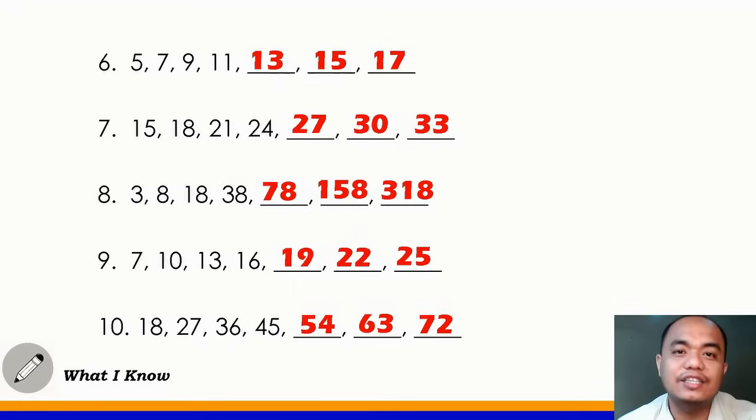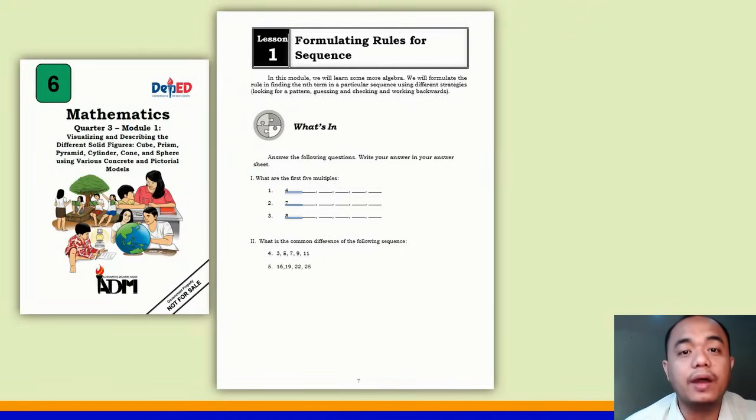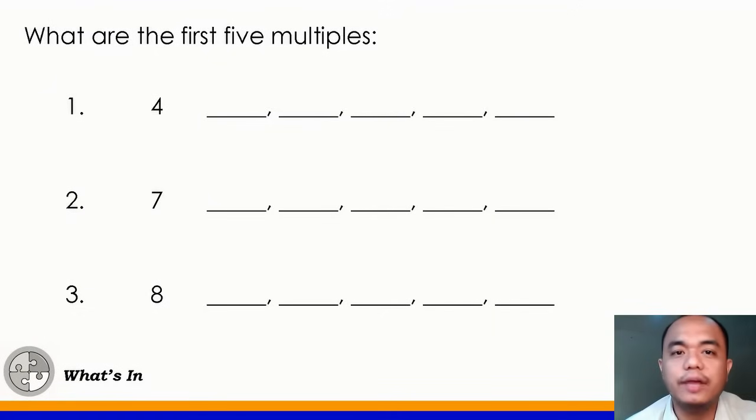Again, this is just a pretest of your module. We will learn more on this as we go along. This time, let us have the What's In part of your module 1. Now, direction: answer the following. Write your answer in your answer sheet. The question is, what are the first 5 multiples of 4?